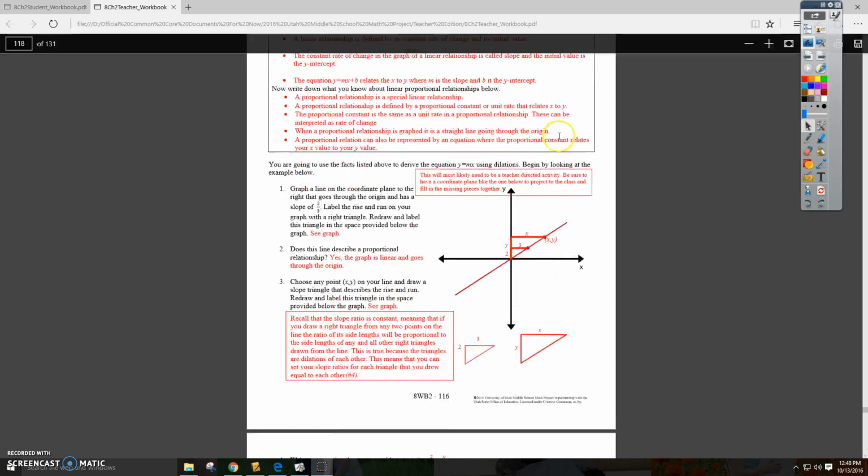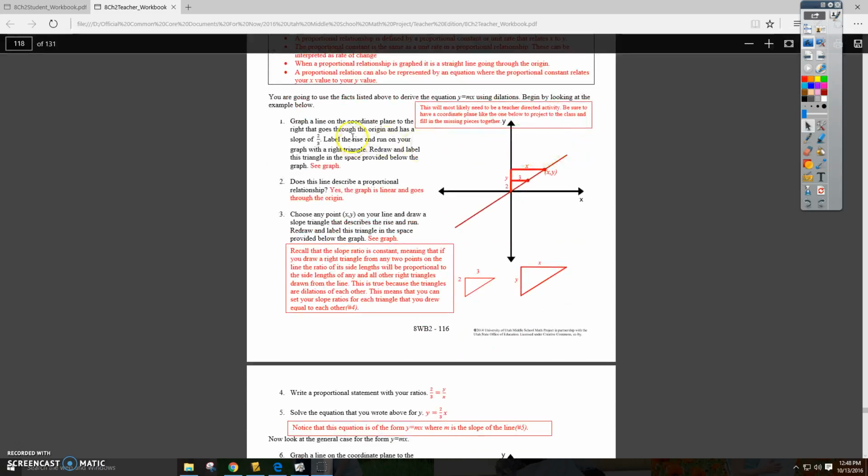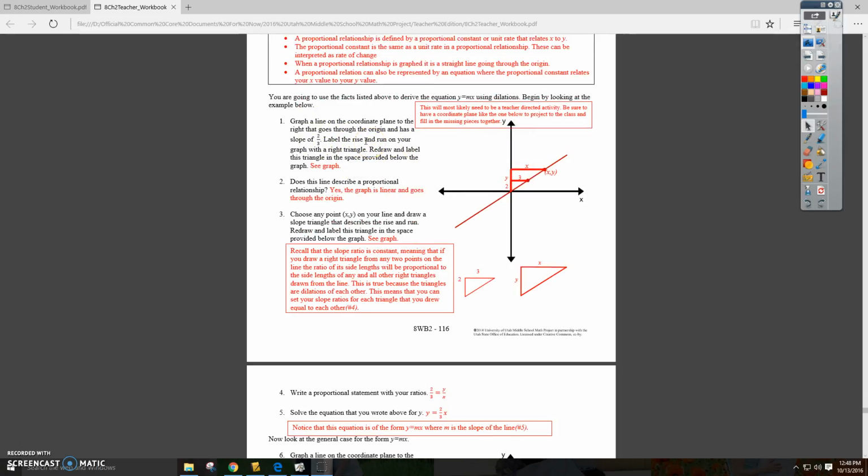If we look down here at number 1 now, it's going to give us some instructions here. It tells us to graph a line on the coordinate plane to the right that goes through the origin and has a slope of 2 over 3. So if you guys come down and you do that, you're going to go up 2 and over 3, and you're going to draw in this line here. And then you created a slope triangle, we call it, where you rise 2 and you run 3.